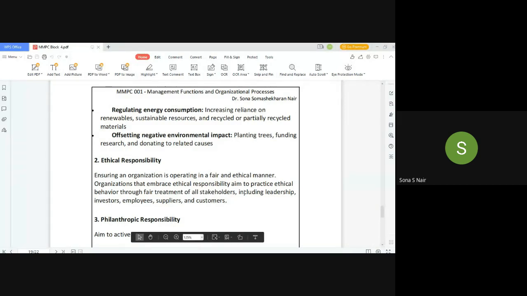Ethical responsibility is another form of CSR responsibility. It could be operating in a fair and ethical manner. It is fair treatment to all stakeholders, including leadership, investors, employees, suppliers, and customers. An example could be paying a higher wage to your employees, getting your material sourced from responsible suppliers, ensuring that you don't employ child labor. All these are ethical things.